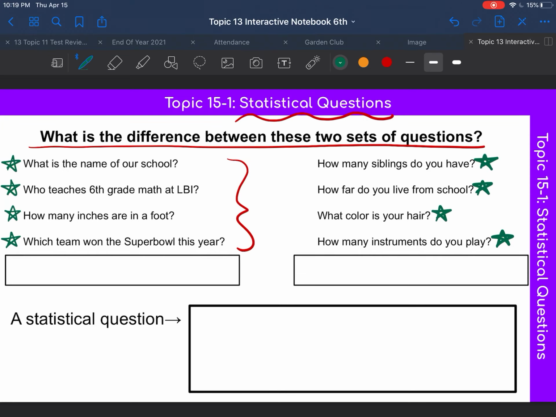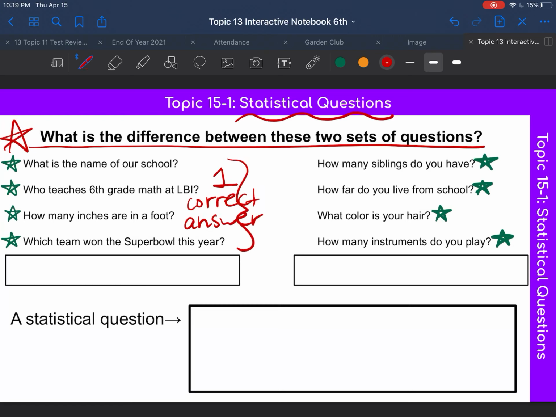Well, if I look at this left side, all four of those questions, if I were to ask what is the name of our school, anyone in our school would say, oh, LBI Grade School. If you were to ask who teaches sixth grade math at LBI, it's me, Miss Rothstein. How many inches are in a foot? Which team won the Super Bowl this year? All of these questions only have one correct answer. That's it. There's no other possibility except for that one correct answer.